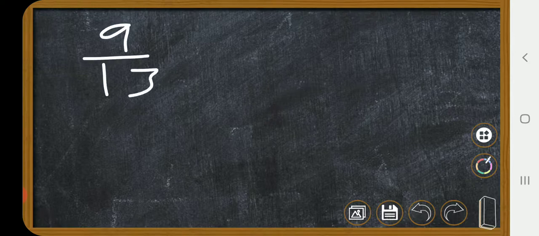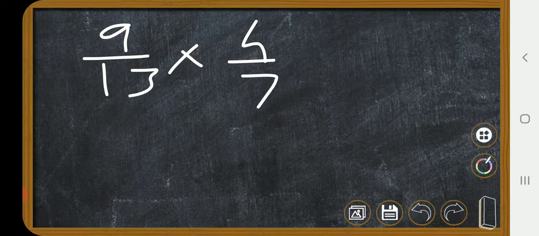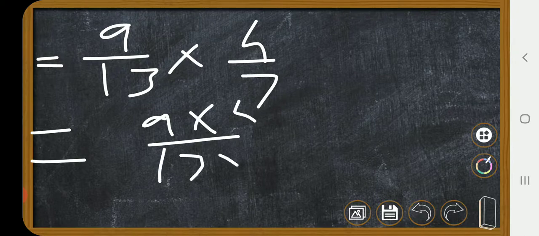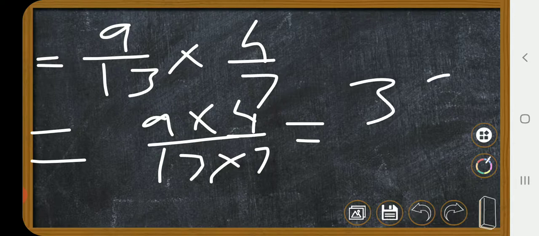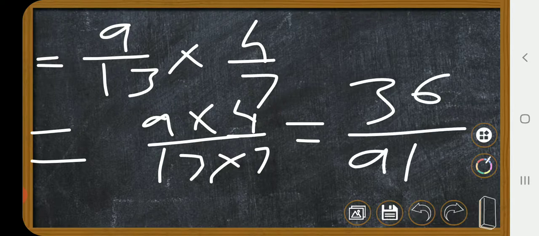Okay. Now multiplication of fractions. 9 upon 13 multiplied by 4 upon 7. So do the multiplication: 9 multiplied by 4, 13 multiplied by 7. So how much? 9 4s are 36, 13 7s are 91. So this will be 36 upon 91.